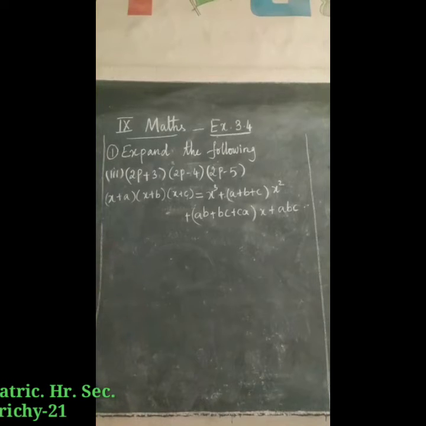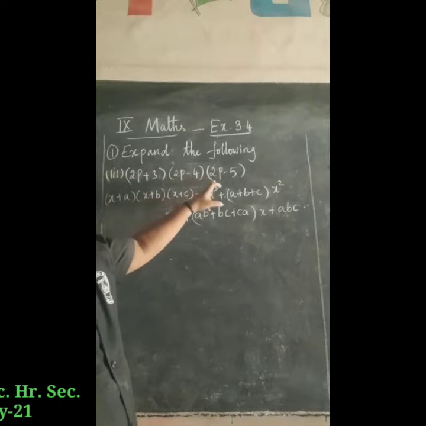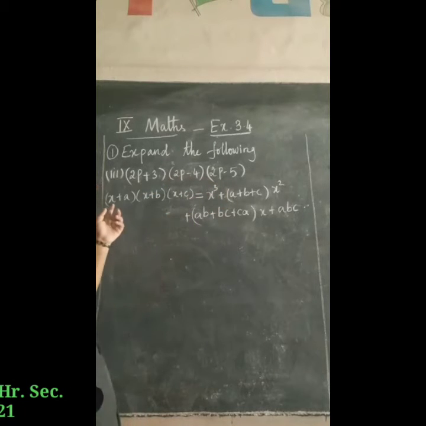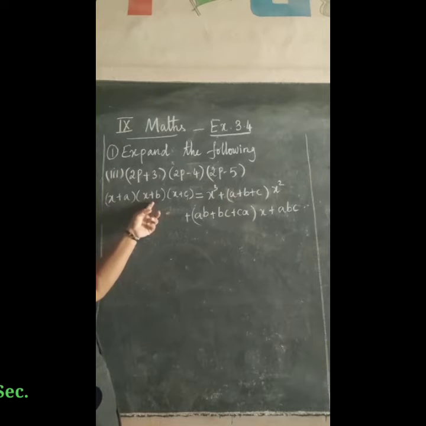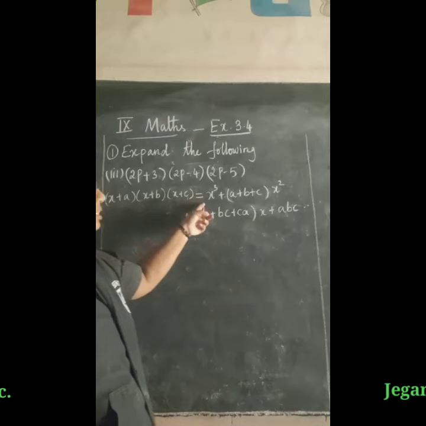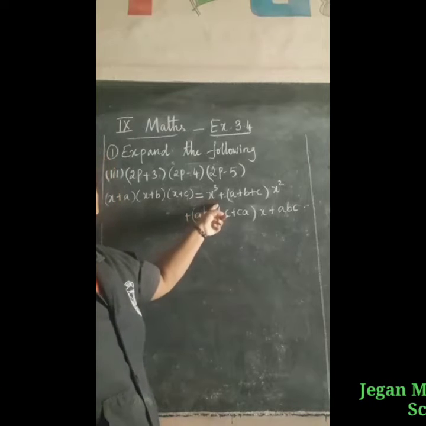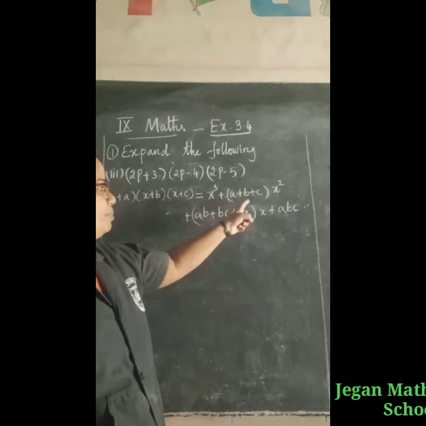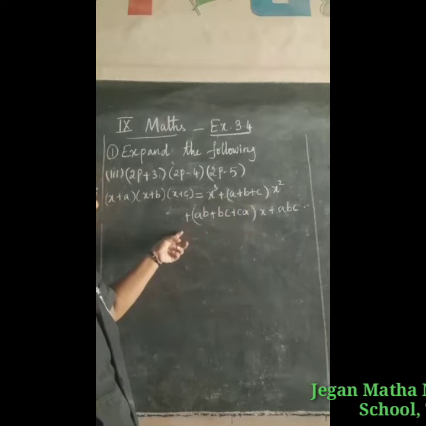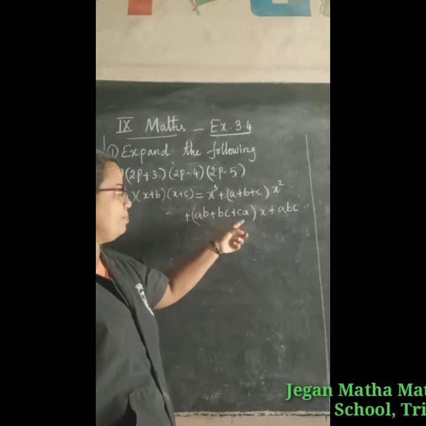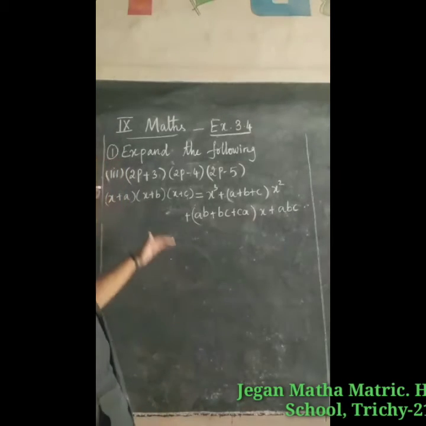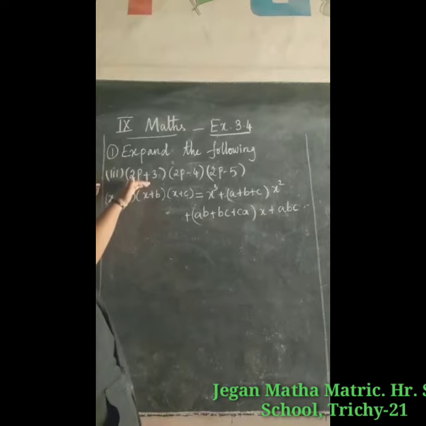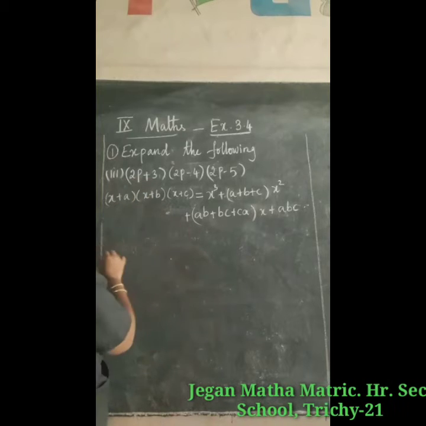Now the third question is (2p + 3)(2p − 4)(2p − 5). The formula is (x + a)(x + b)(x + c) is equal to x cube + (a + b + c) x squared + (ab + bc + ca) x + abc. So according to the formula, we have to compare this one and substitute in this formula.